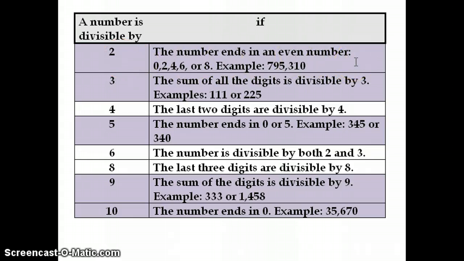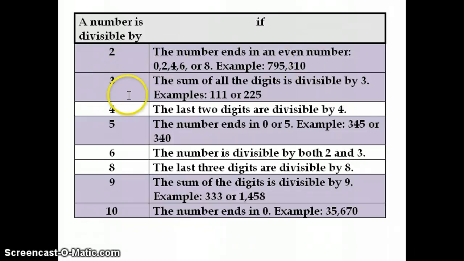All even numbers are divisible by 2, and we know that even numbers end in 0, 2, 4, 6, or 8. So here's an example, 795,310. It doesn't matter what all the other digits are, we simply look at the last digit, in this case 0, and we know that 0 is even, so we know that the entire number is even, so that entire number is divisible by 2.